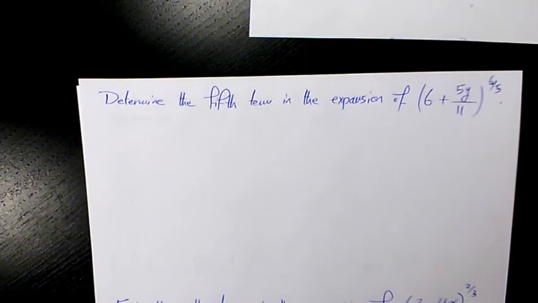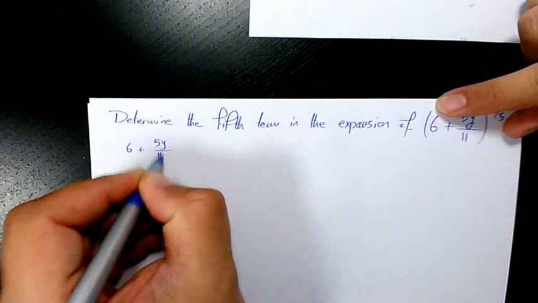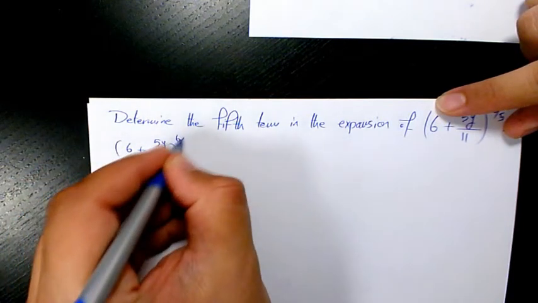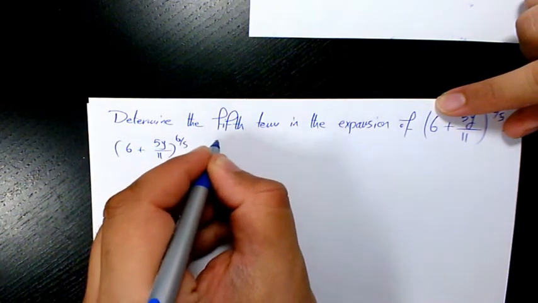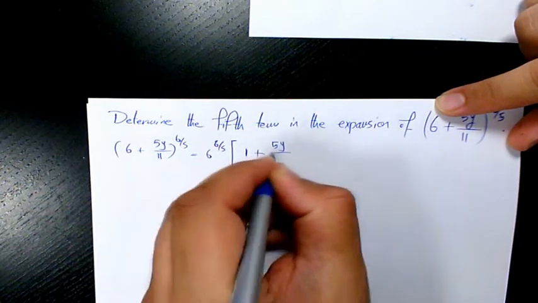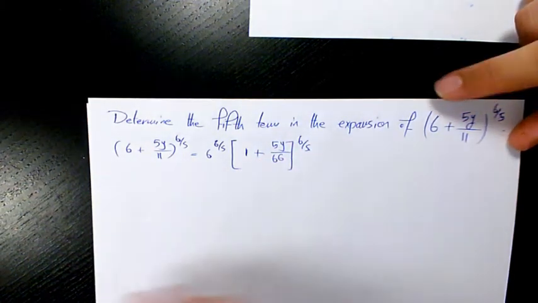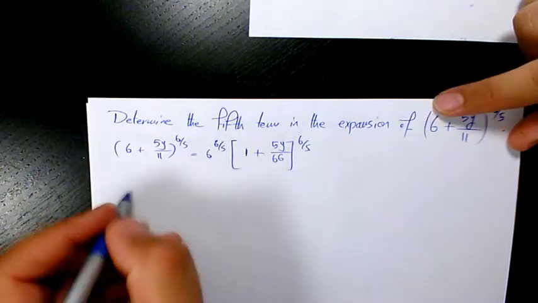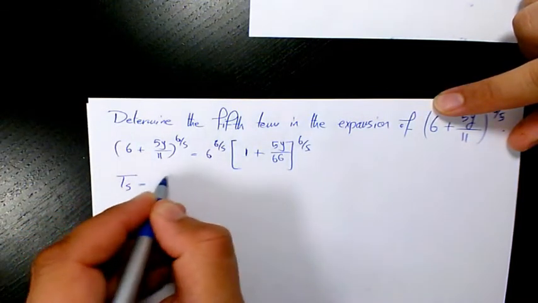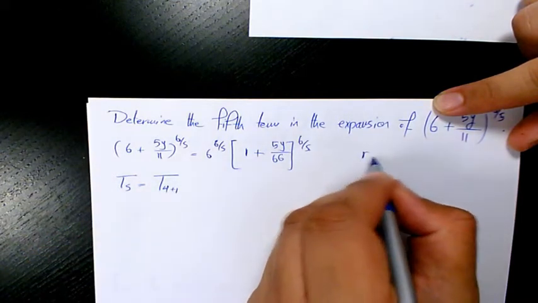Determine the fifth term in the expansion of 6 plus 5y over 11 to the power of 6 over 5. So, I'm going to write 6 plus 5y over 11 to the power of 6 over 5. You factor 6 out. 1 plus 5y over 66 to the power of 6 over 5. So the fifth term is going to be 4 plus 1. It means that r is 4.